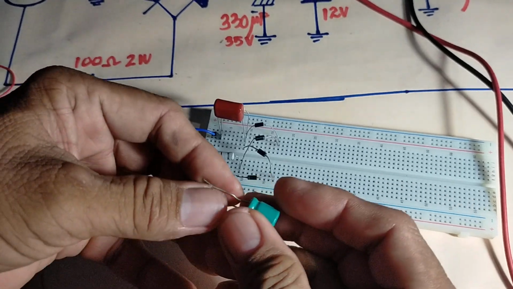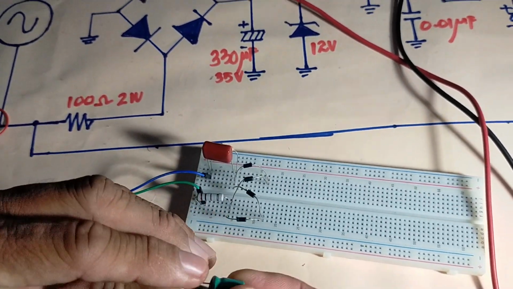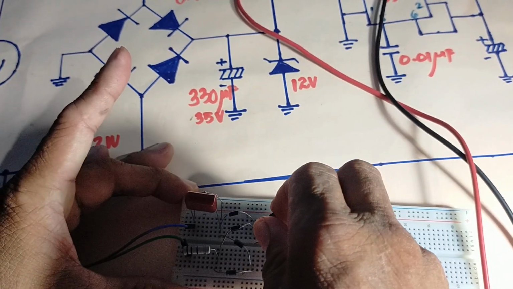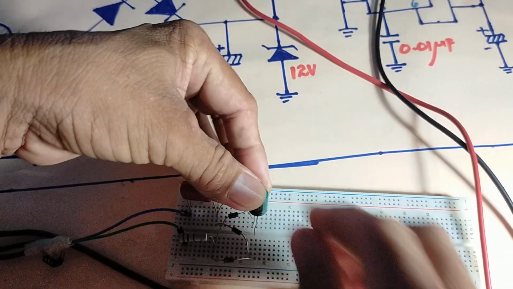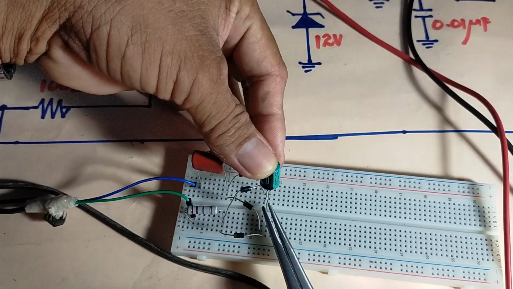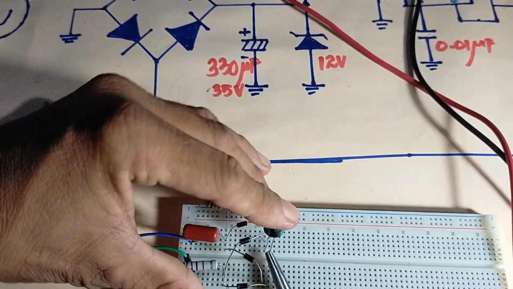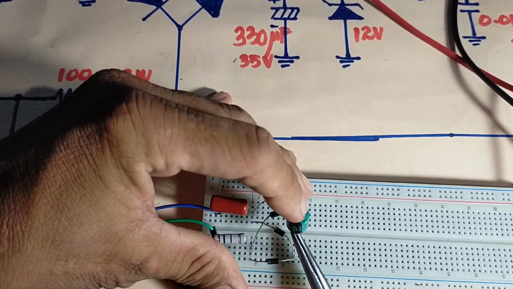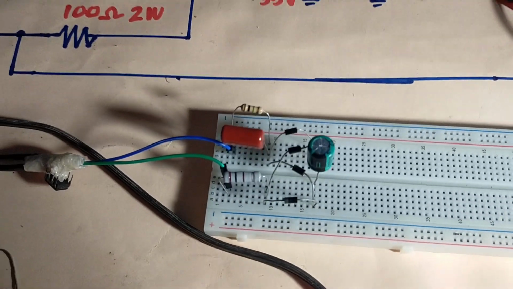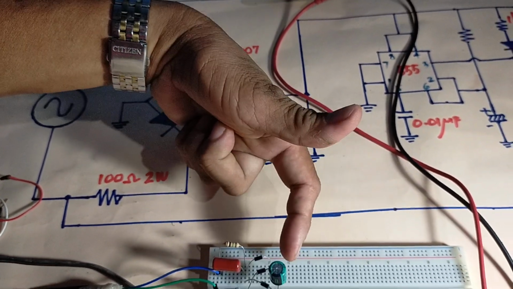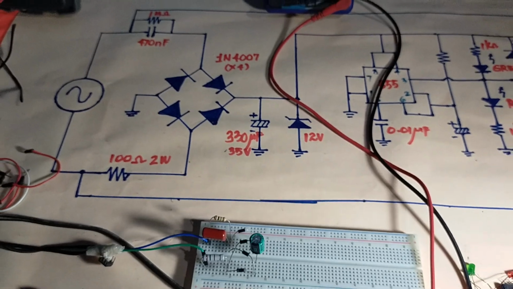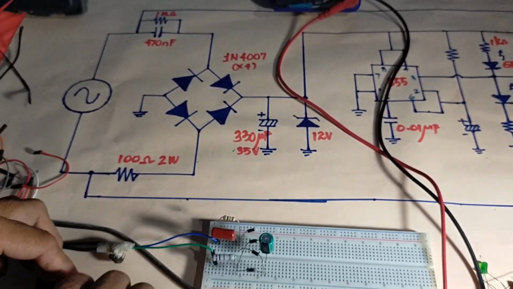Okay, we will now connect this capacitor. The positive side is over here, and the negative side is over here. Okay, the positive side is connected to the two cathodes, and we have here actually the two cathodes. Then finally the Zener diode. Okay, we have here a Zener diode.